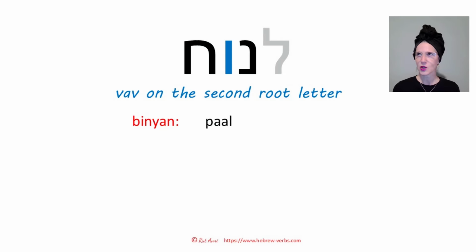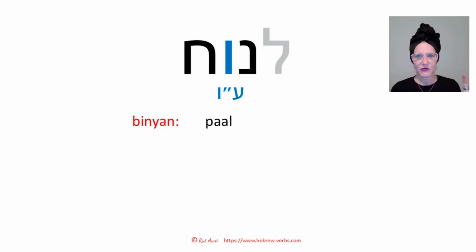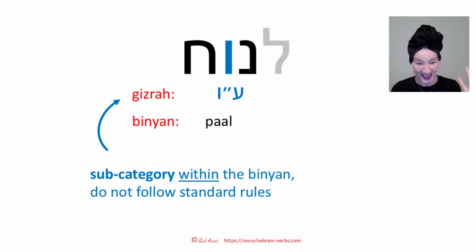Yeah, what we see that. So what? Stay with me. That is called Ayin-Vav. Ayin-Vav is the name of the Gizra, and a Gizra is a subcategory within the binyan, and they do not follow the standard rules.